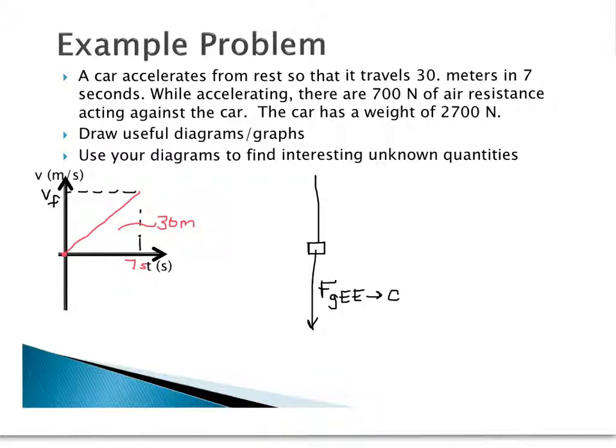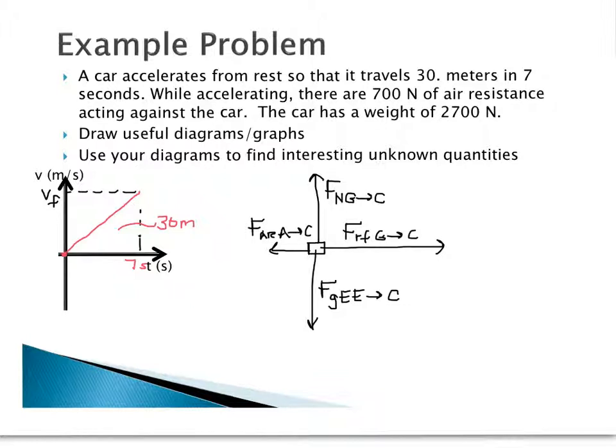The car is probably touching the ground, so the ground will apply a normal force to the car. The car is accelerating, so something must be pushing it forward. That would be rolling friction that the ground applies to the car. And it does say that there's air resistance in this problem, and that's going to be going the opposite of the direction that the car is moving. So we have the force of air resistance that air applies to the car.